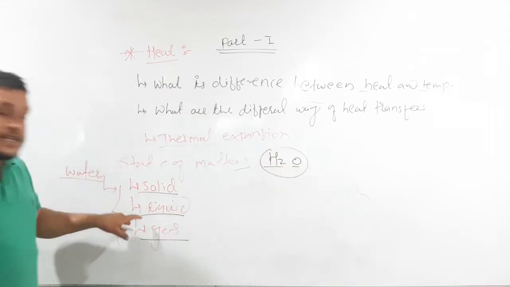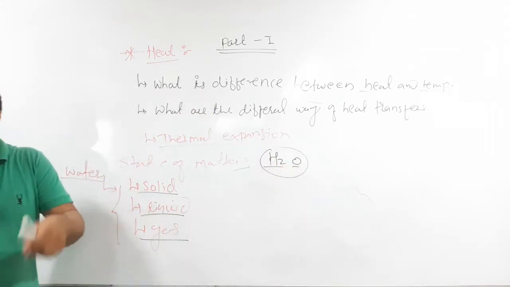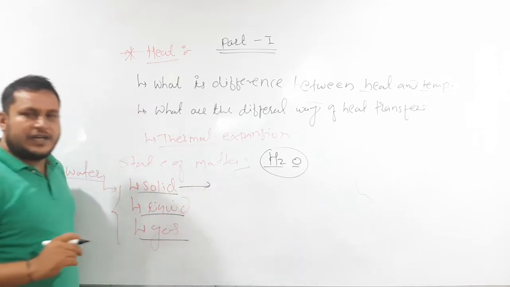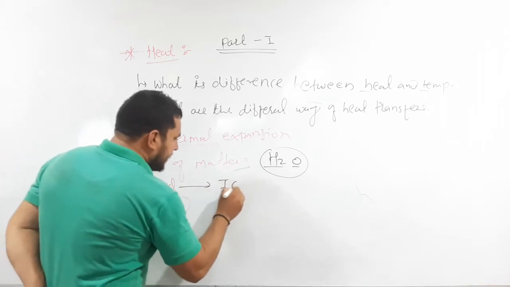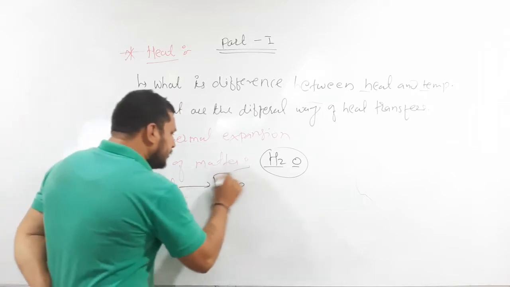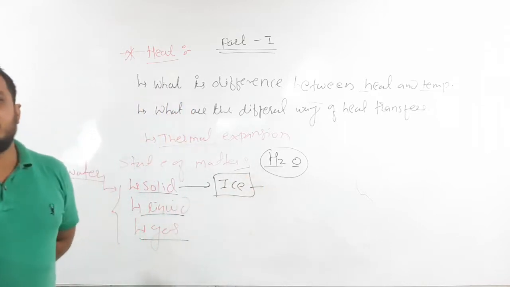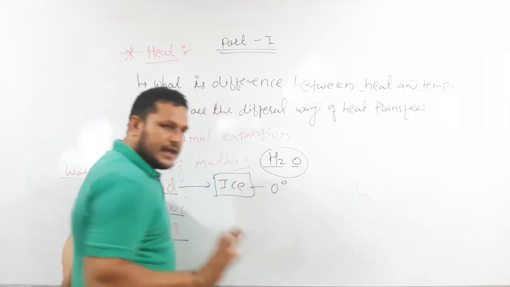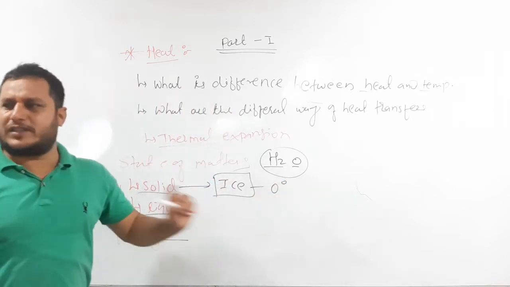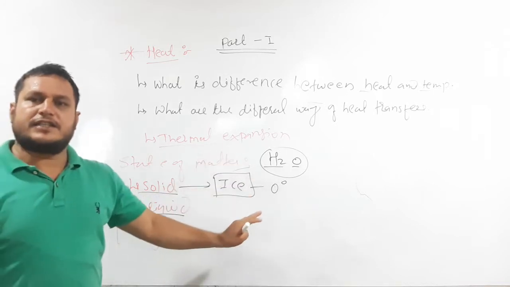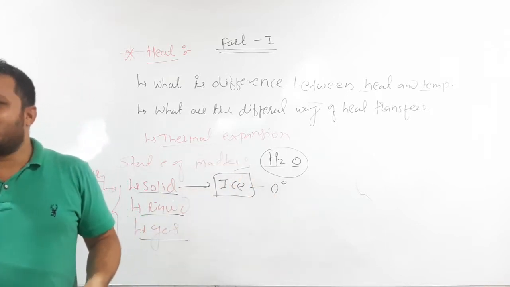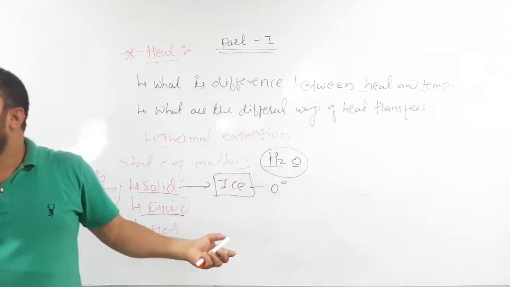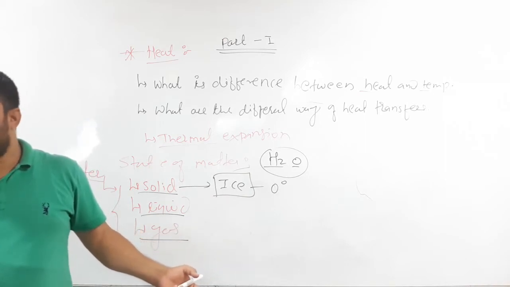Now we discuss how to convert the state of matter. Suppose I have water in a solid form. It means ice. What is the temperature of this solid state? At most 0 degrees. It may be possible below 0, but there is no possibility above 0. Whenever the temperature rises above 0, it will start to melt.